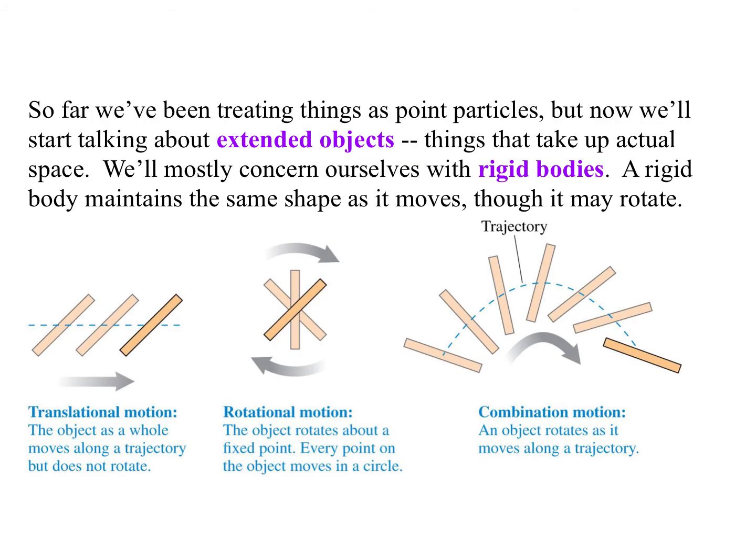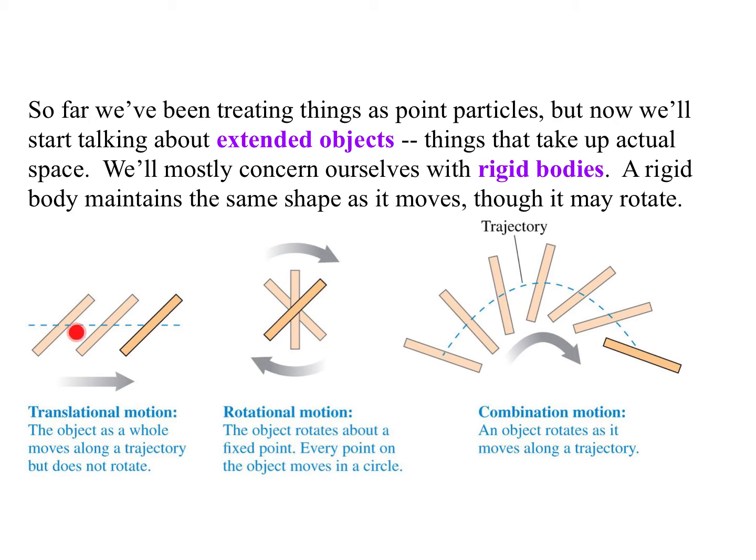Alright, so far in the class, we've been treating things as point particles. But now we'll start talking about extended objects, things that take up actual space, no longer infinitesimal points. We'll mostly concern ourselves with rigid bodies. A rigid body maintains the same shape as it moves, though it may rotate. And it can have several types of motion.